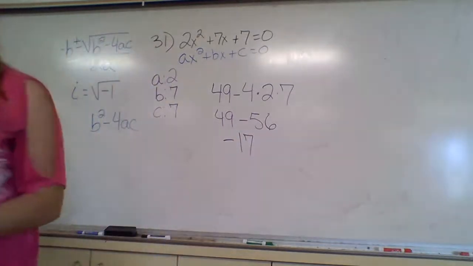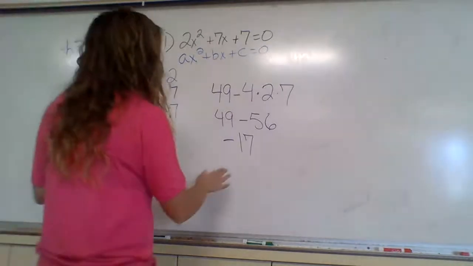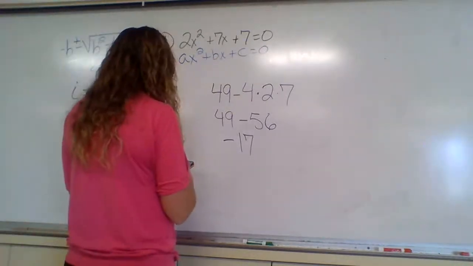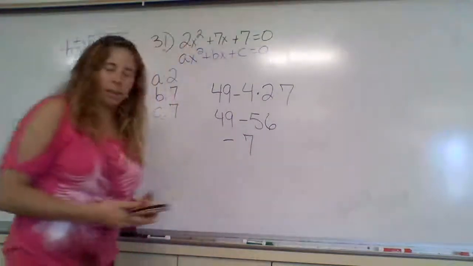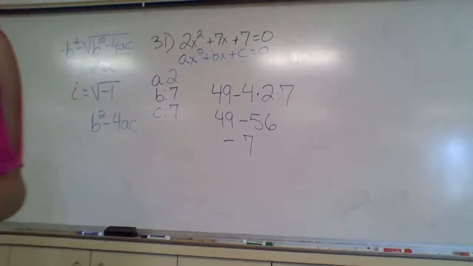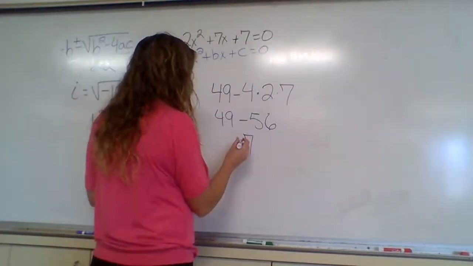But you don't have to write the answer, you just have to write whether it's imaginary or real. Oh, see, I knew I was going to do it wrong. 49 minus 56 is only 7, not 17. This is what happens when you get old. Your brain just lets you down sometimes.